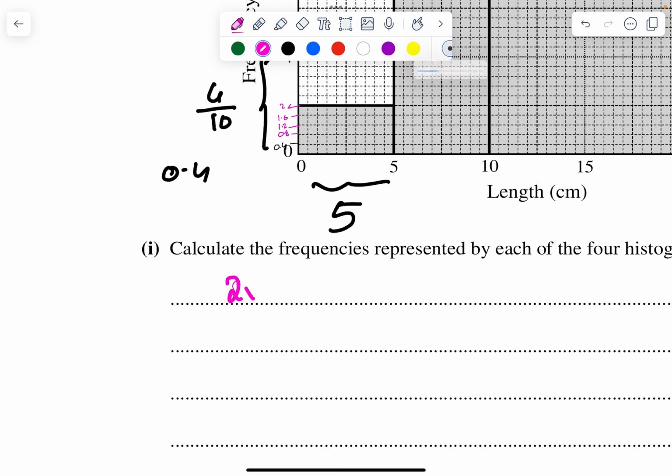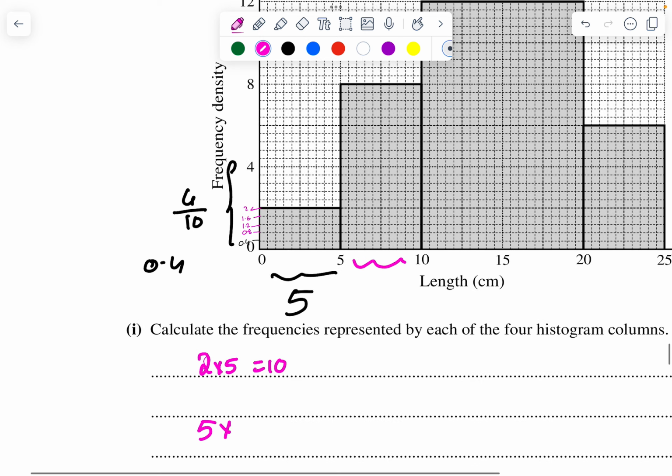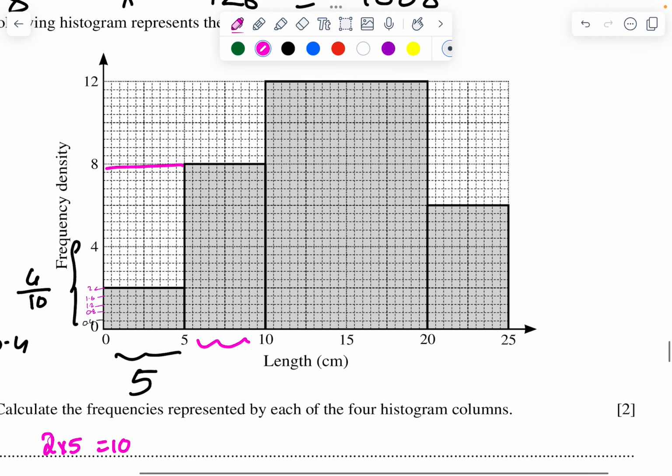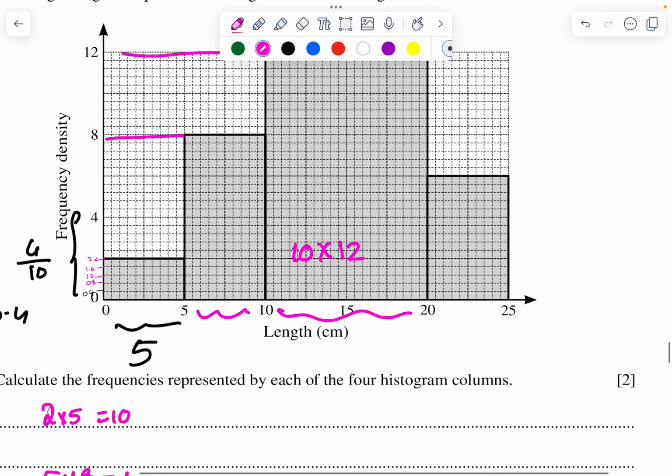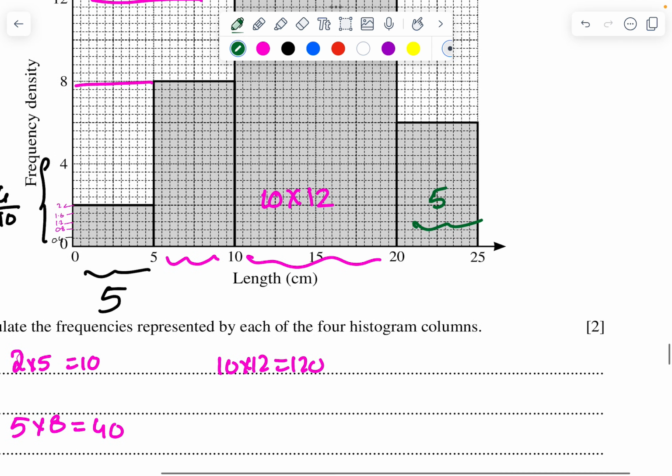Which is 2 times 5, which is going to be 10. Then next, this gap is again 5, and over here it is 8. 5 times 8, which is 40. Now for this gap it is 10 times, and this is nothing but 12. 10 times 12, which is 120. And for this one, this gap is 5, and this height is going to be 6. So 5 times 6, which is going to be 30.